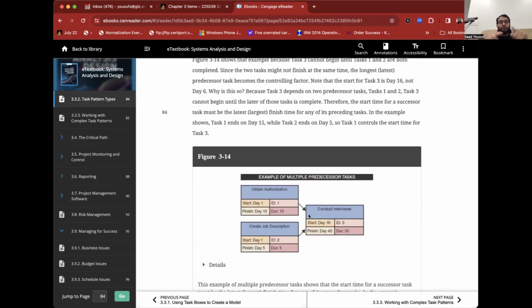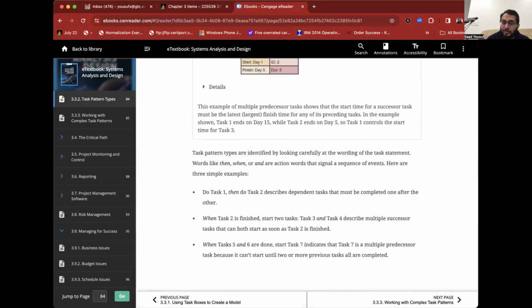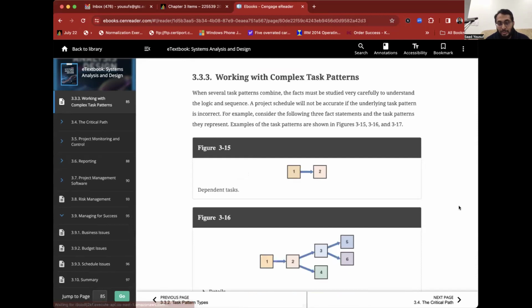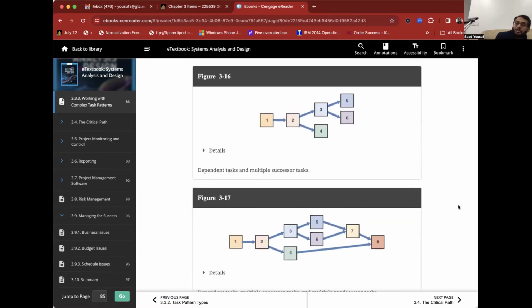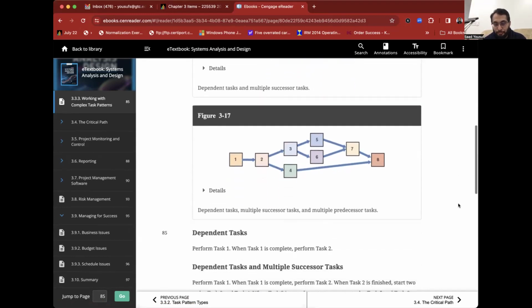Sometimes multiple predecessors come to start a task. So obtaining an authorization and creating a job description, both of these tasks are required to start conducting the interview. So all of these things need to be figured out. When working with complex tasks, you need to figure out the predecessors and successors, sometimes multiple predecessors, sometimes multiple successors, sometimes one predecessor, one successor.